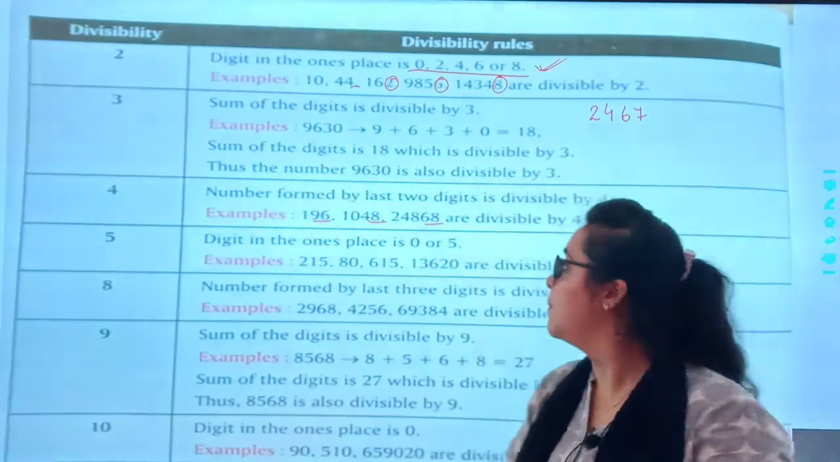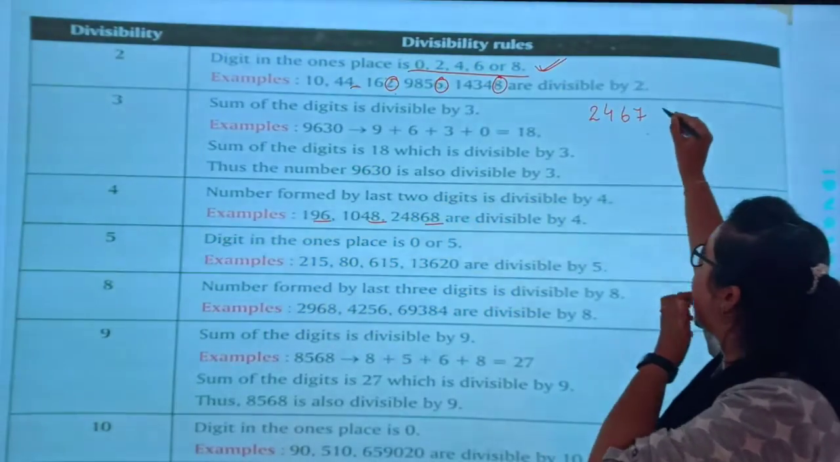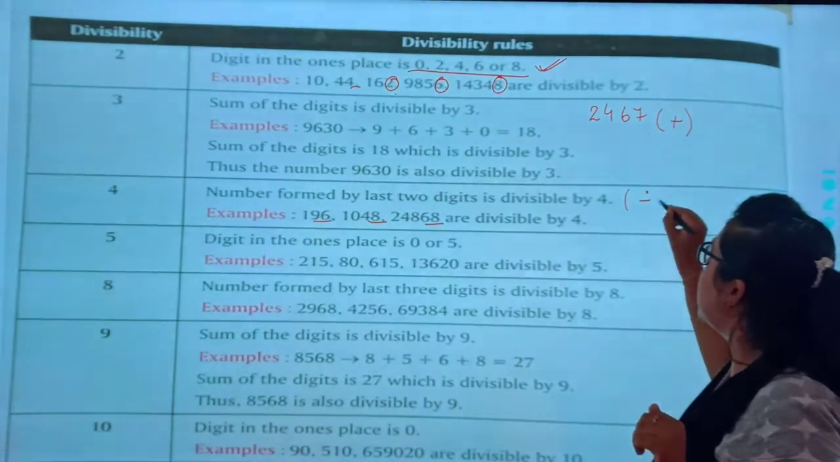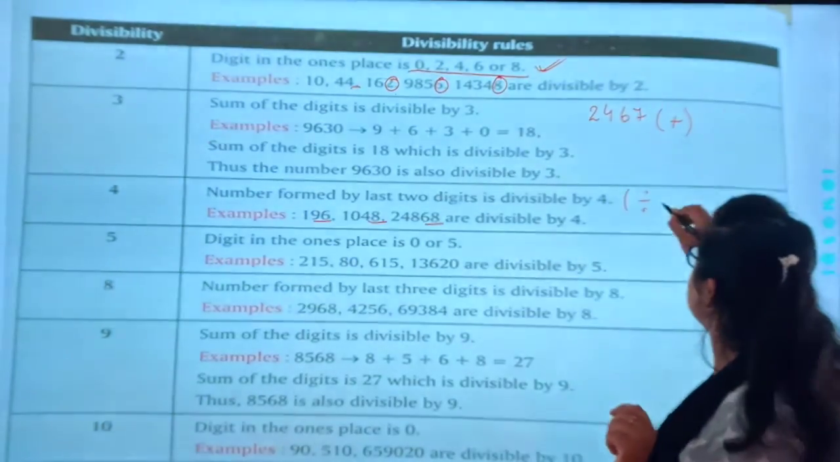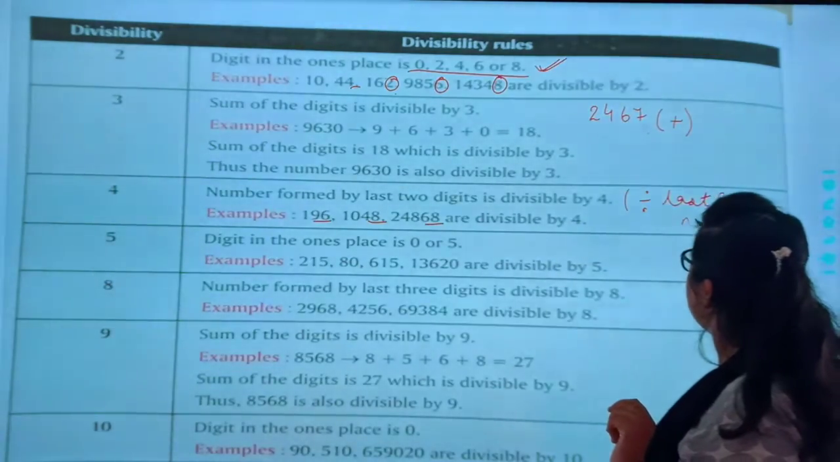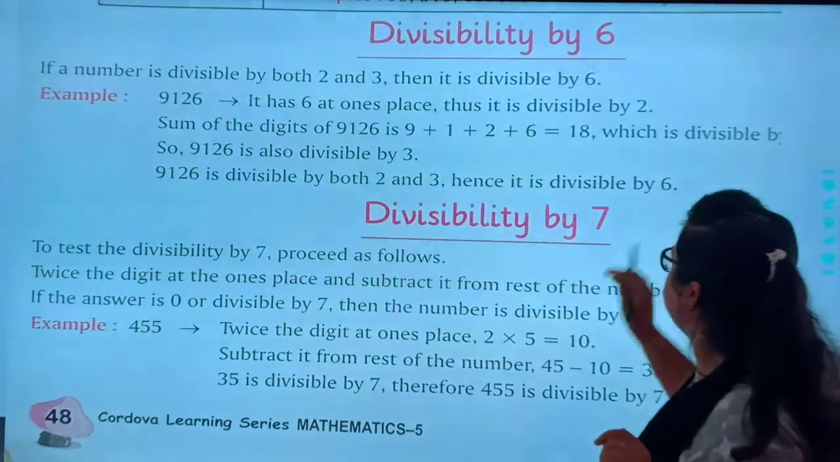Okay, students? In this you have to add the digits. In this you have to divide the last two digits. Last two digits. Okay?